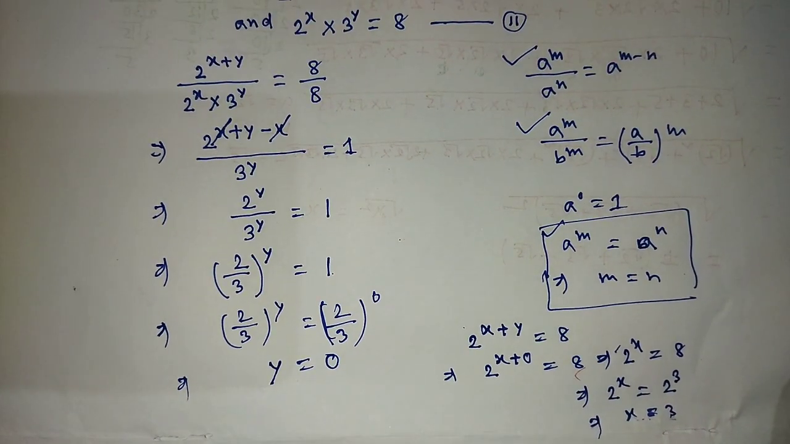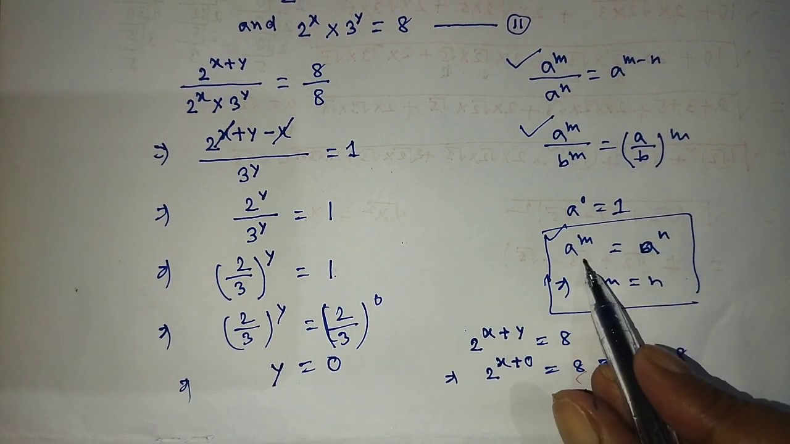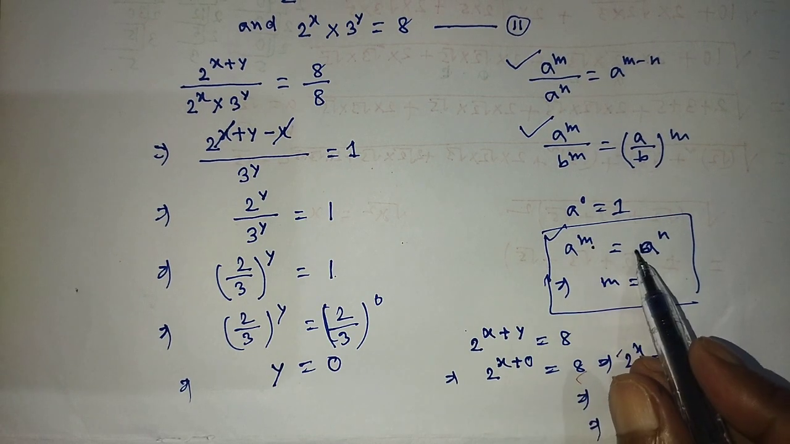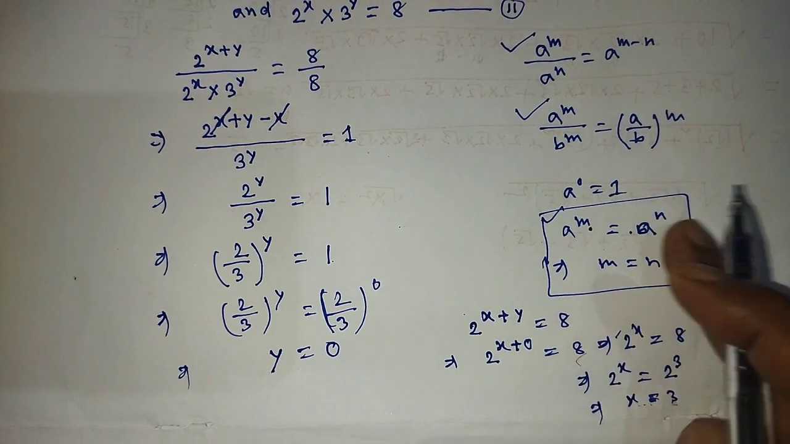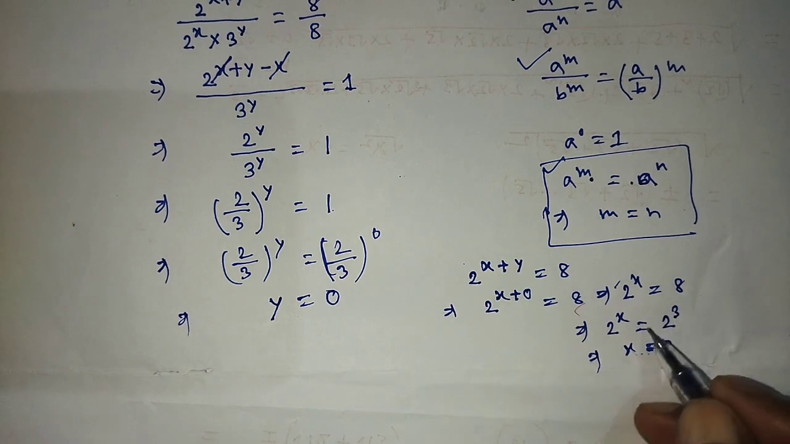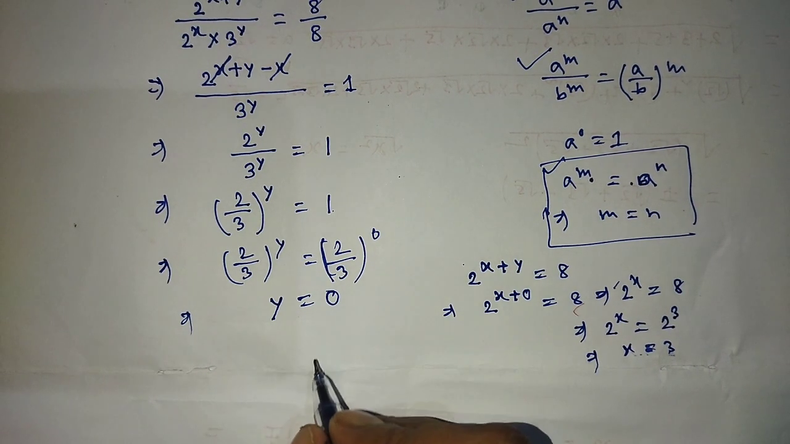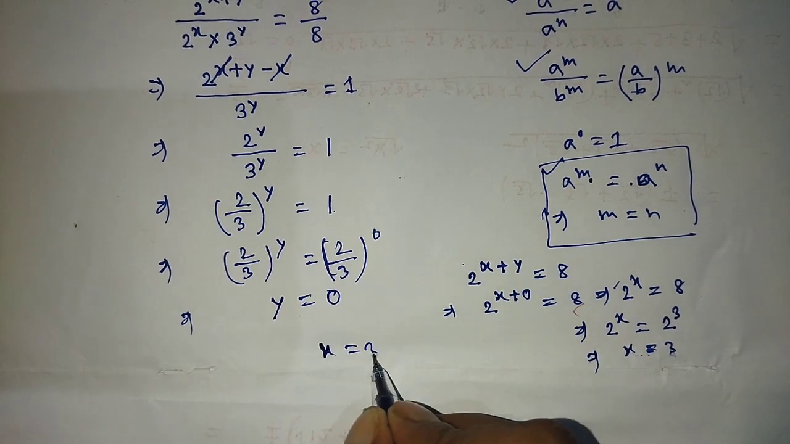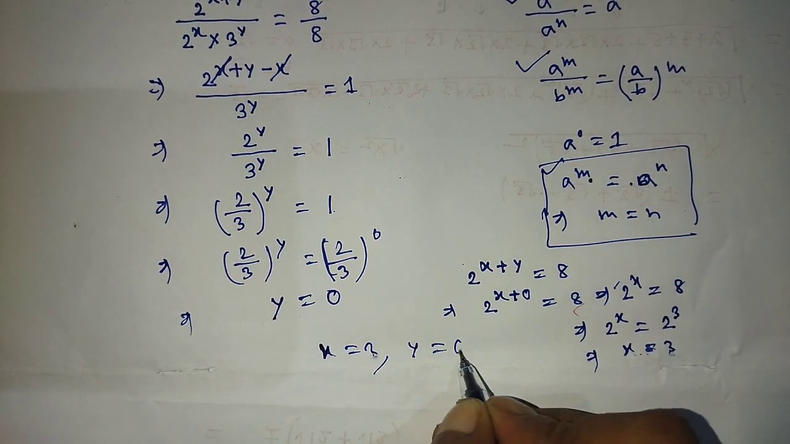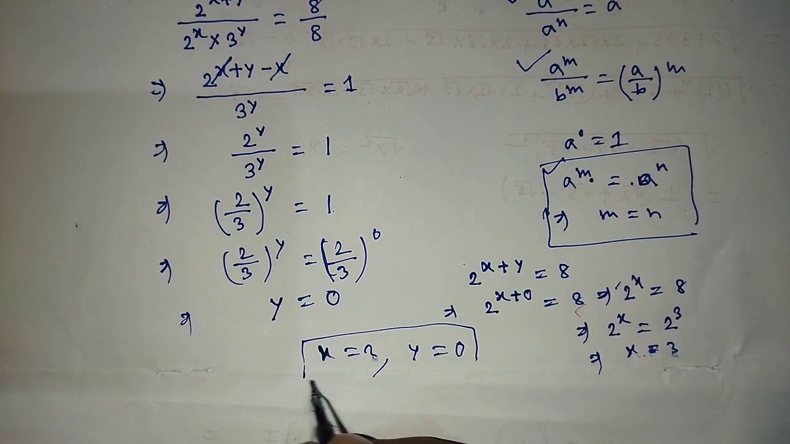So this formula we have to apply on both sides: a to the power m is equal to a to the power n. So this formula we have to apply on this exponential equation. Then you get x equal to 3. So my dear student, the value of x is 3 and the value of y is 0. So this is our final answer.